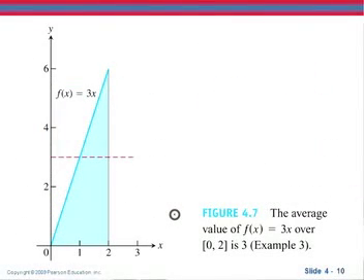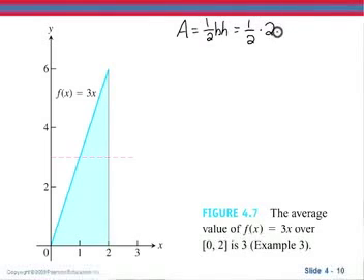Now this is a really easy example because we can easily find the area of this graph. We know the area of a triangle is 1/2 base times height. So here that's 1/2, and we'll see our base is 2, and since our graph is f of x equals 3x, our height is 6. So 1/2 times 2 times 6 is going to give us 6. So our area is 6 square units.